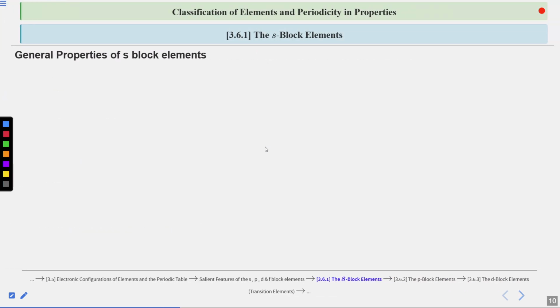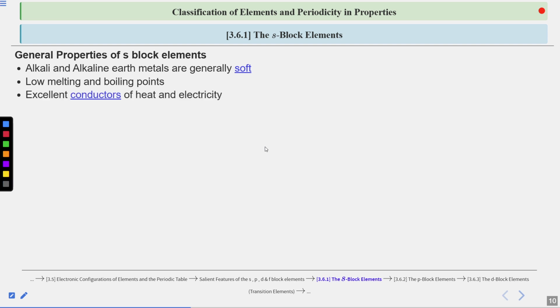Now let us talk about the general properties of the S block elements. So these are some short points. I will go through them one by one quickly. So they both are soft to touch. Second, they have a low boiling and melting point. Third, they are excellent conductors of heat and electricity because they are metals. So that is an obvious attribute to them. The fourth one, that they show distinctive color when placed in flame. So this is an important point regarding your practical chemistry.